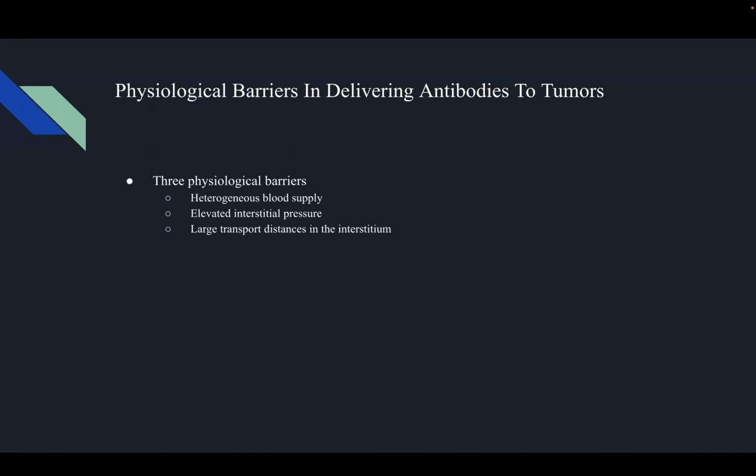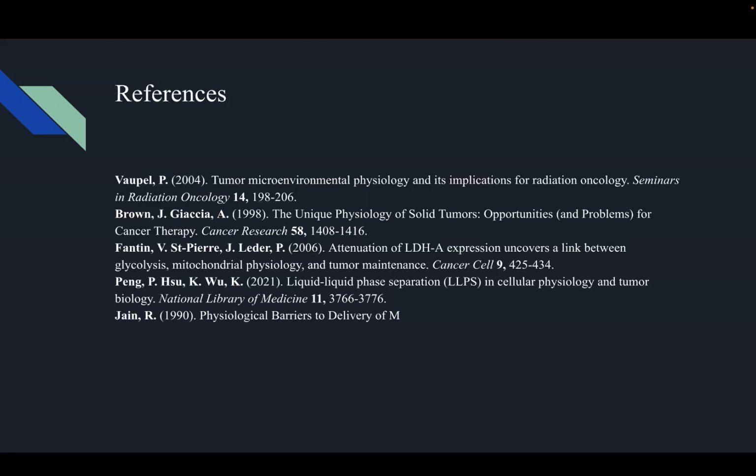And then last, I want to touch on the large transport distance in the interstitium. These large distances will increase the time for slower macromolecules to reach distal regions of the tumor, which are farther away. So you are having a lot slower process of delivering these antibodies, and it's not going to be as quick. And for tumors that grow and progress rapidly, we want the most efficient and the quickest way of using our cancer therapies.